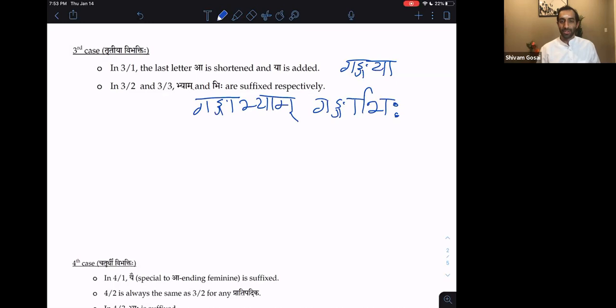Okay. So let's pick up. You can keep up, right? We were saying Guha. Guha, let's start with the first case. Guha, Guhe, Guhaha. Second case: Guham, Guhe, Guhaha. Third case, okay? Then what is it? Guhaya, Guhabhyam, Guhabhihi.